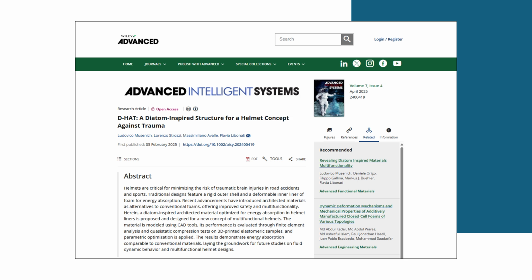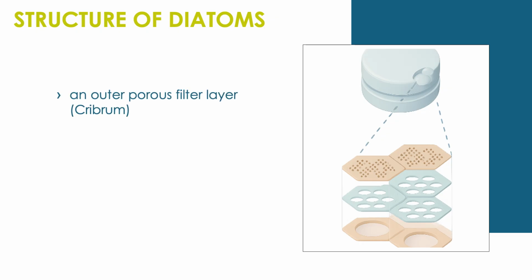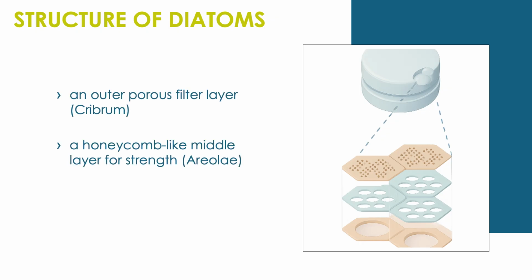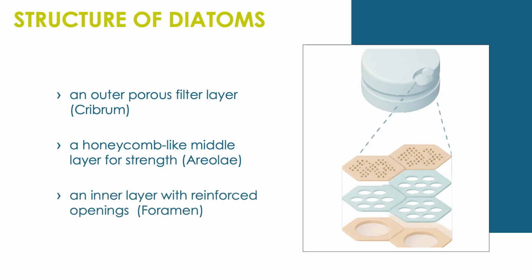In a recent article published in Advanced Intelligent Systems, a new helmet has been designed and 3D printed based on the structure of diatoms, which are unicellular algae. The diatom has a multi-layer structure: an outer porous filter layer, a non-honeycombed middle layer for strength, and an inner layer with reinforced openings. Despite being made of brittle silica, its hierarchical design gives strength, toughness, and multifunctionality.